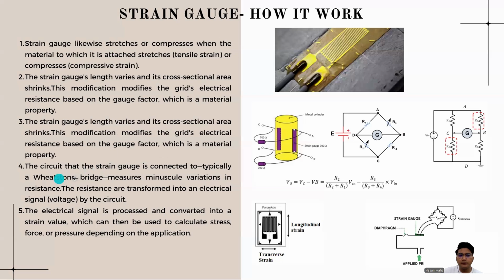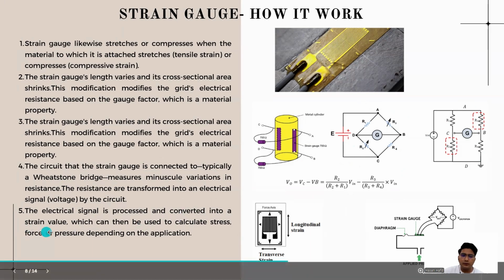So then the circuit of the strain gauge is typically connected to a Wheatstone bridge. As you can see here, in the picture given about the Wheatstone bridge, we convert it to a simple circuit and then transform it into an electrical signal voltage by the circuit. Then the electrical signal is processed and converted into a strain value, which can be used to calculate stress, force, or pressure depending on the application.